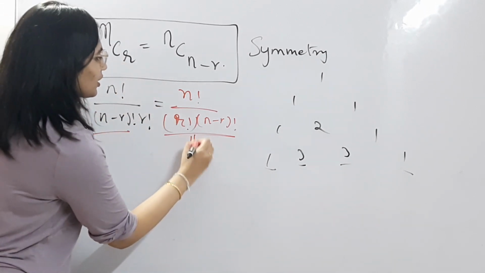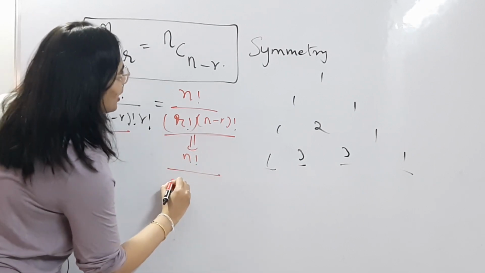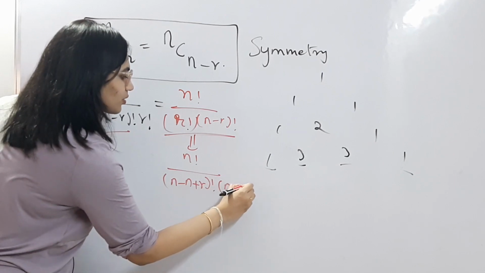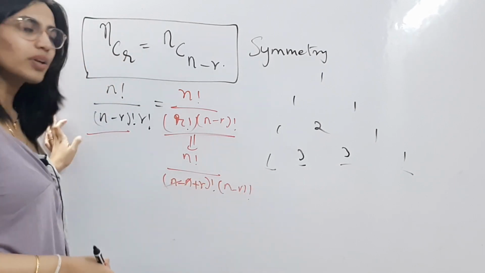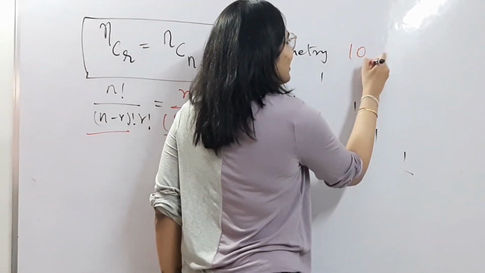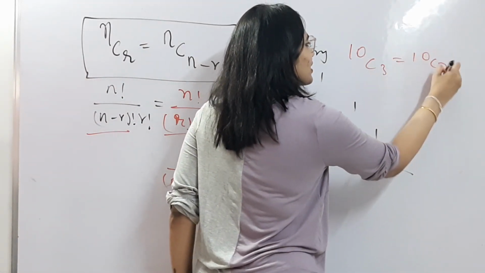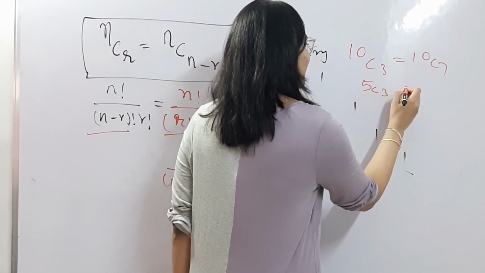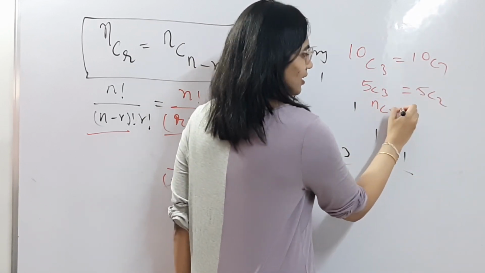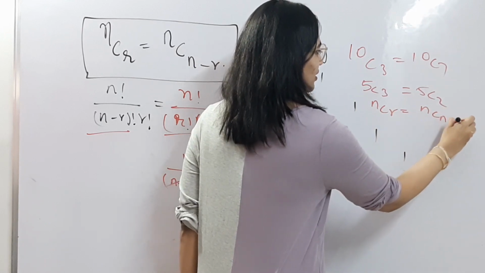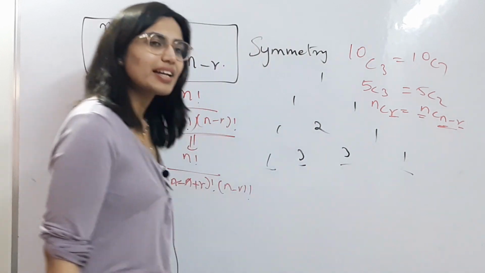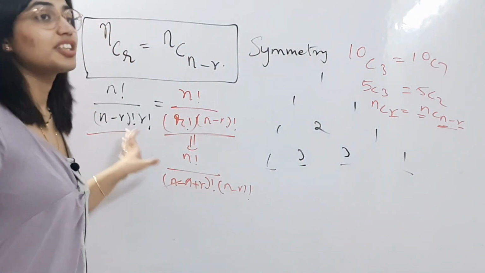That is how I arrived at this: you can say (n minus r)! times (n plus r)! ... n factorial into n minus r whole factorial. This cancels. Okay, this is the most important property that you need to remember. That is the reason why 10C3 is equal to 10C7, and 5C3 is equal to 5C2. See this: nCr equals nC(n minus r). Don't you think r is 3 here? 5 minus 3 is 2. Okay, so this is the most important property that you need to remember.